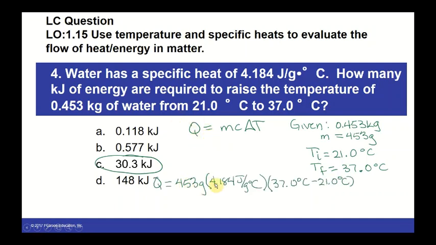We plug in all of our values, and we end up with 30,326 joules. We need to convert that to kilojoules, and we get three significant figures, 30.3 kilojoules of energy. Notice it's a positive value.